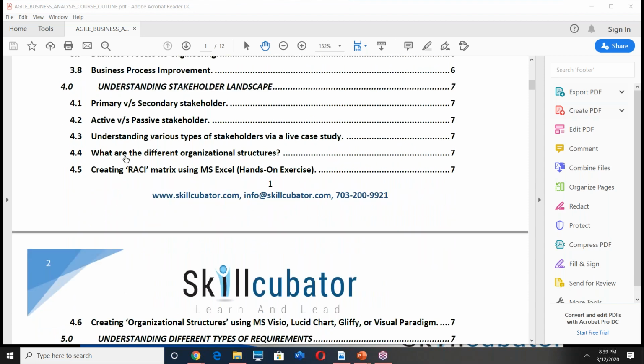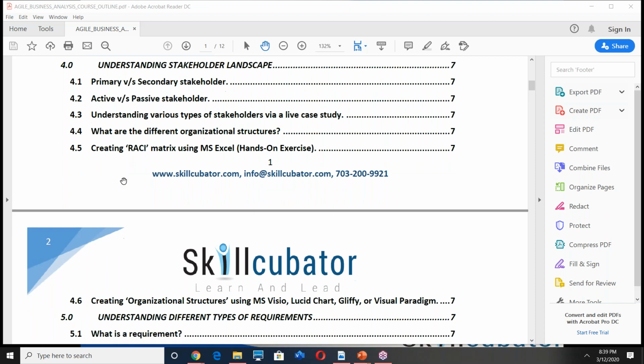Next, we'll talk about the stakeholder landscape. Who's a stakeholder? There are different types of stakeholders: active, passive, primary, secondary. And then we'll take a case study to understand the different types of stakeholders you can expect on a project. You can also identify the stakeholders using the organizational structures, whether it's a functional, projectized, matrix, all of these you can understand, and we will see different examples.